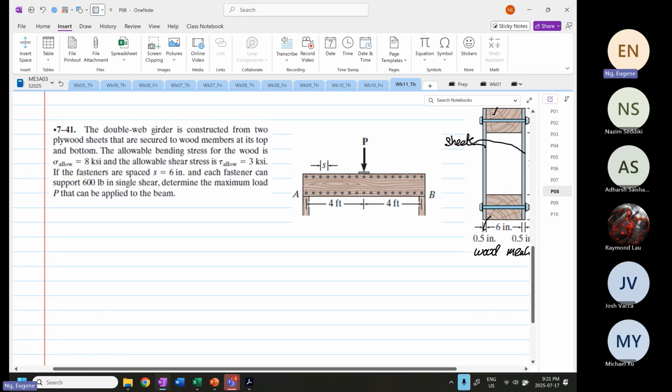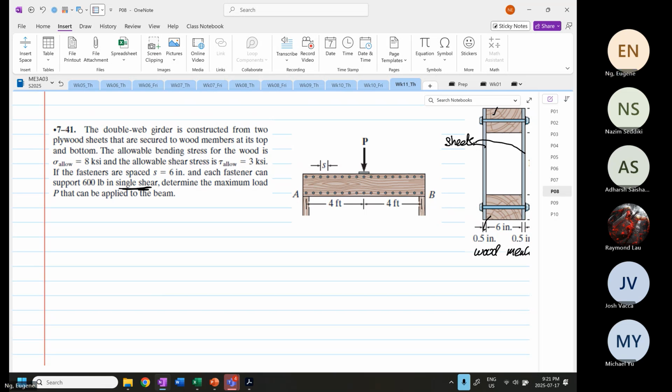The allowable bending stress for the wood is 8 ksi, and the allowable shearing stress is 3 ksi. If the fasteners are spaced at 6 inches, and each fastener can support 600 pounds in a single shear configuration, then determine the maximum load P that can be applied to the beam.